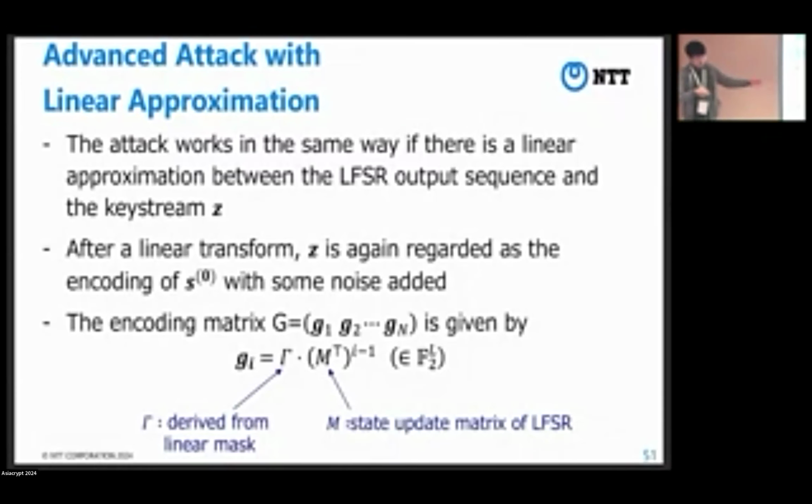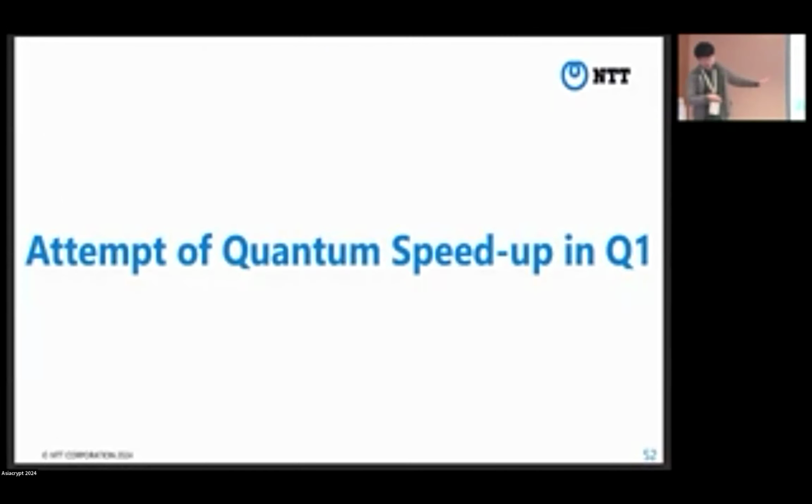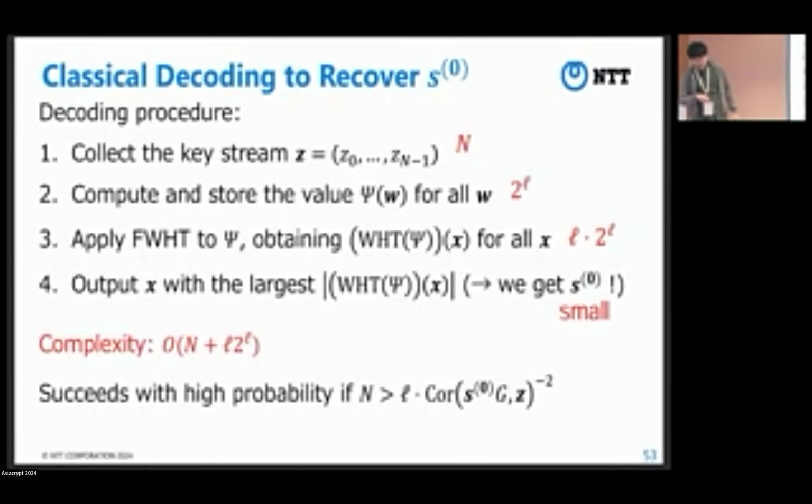Actually, some previous works use more complicated and sophisticated techniques to reduce the complexity, but I won't get into the details. Next, I'd like to explain the attempt at quantum speedup in the Q1 setting, where a quantum computer is available, but the oracle is the classical one. So the classical attack looks like this.